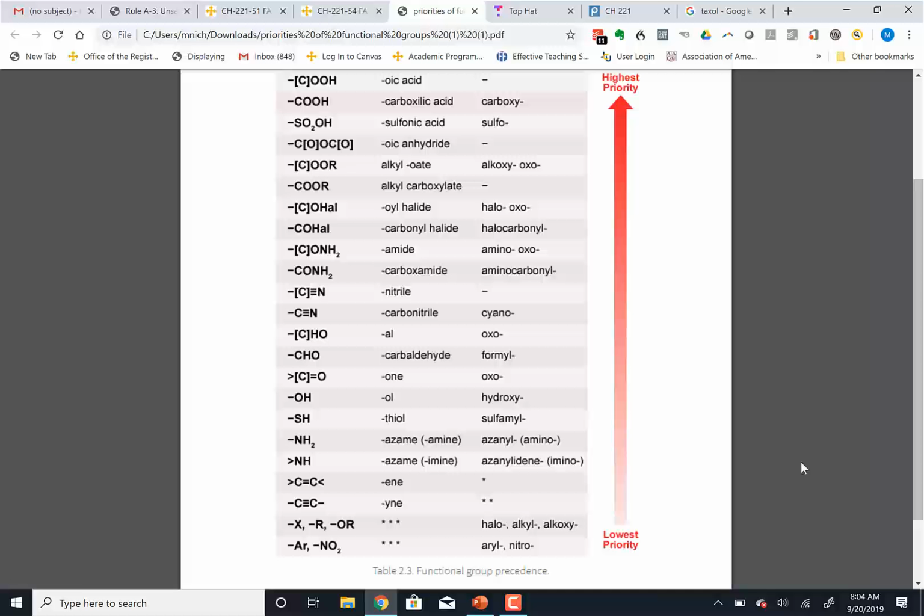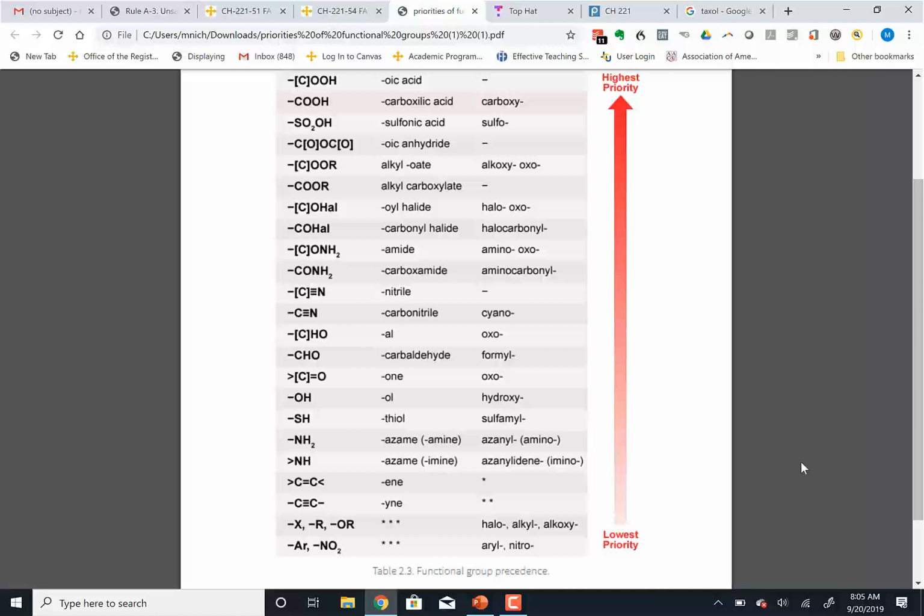So that's why you need this chart in order to, number one, remember what the groups are called. But then secondly, who has priority, how that dictates the numbering scheme, and then more importantly, how you write the name with that higher priority last. So that's how we're going to use this chart. So that's why you have a copy of it, and we're going to use it. I'll refer back and forth to it as we go along.